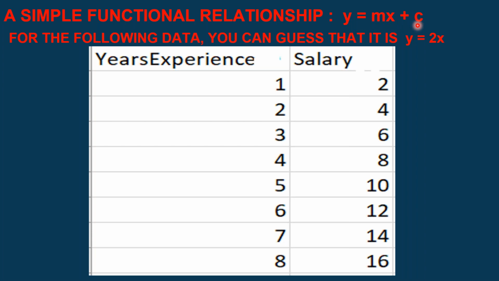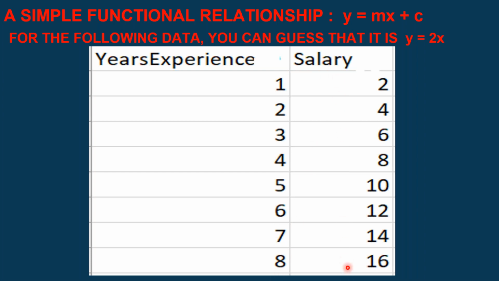Okay, so what do I want to say? The regression equation or prediction equation is nothing but the functional relationship between two variables X and Y. This is a variable X, this is a variable Y. Why do we call them variables? The value varies.